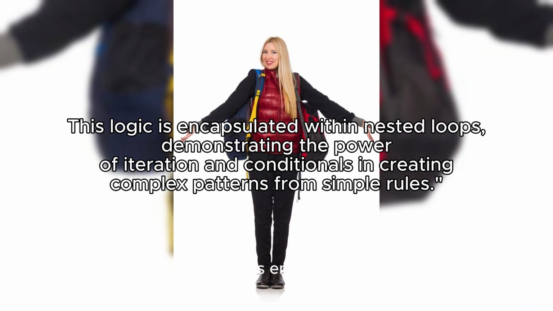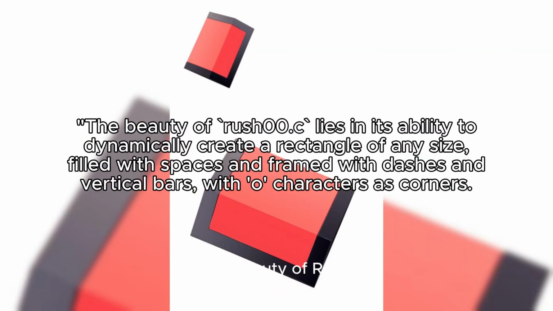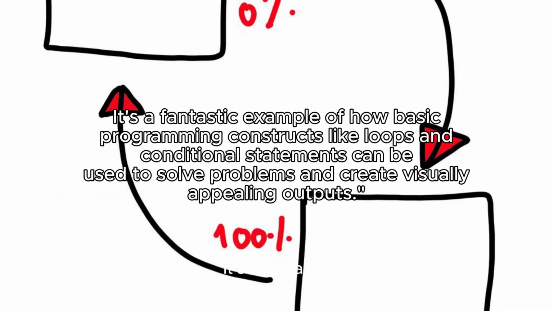This logic is encapsulated within nested loops, demonstrating the power of iteration and conditionals in creating complex patterns from simple rules. The beauty of rush.c lies in its ability to dynamically create a rectangle of any size, filled with spaces and framed with dashes and vertical bars, with special characters as corners. It's a fantastic example of how basic programming constructs like loops and conditional statements can be used to solve problems and create visually appealing outputs.